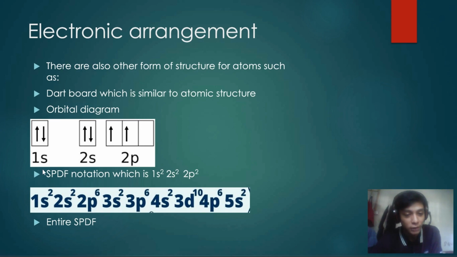The next one is SPDF notation. These are basically whole numbers, letters, and a superscript. In this case, the carbon has 1s2, 2s2, and 2p2. In order to find the electrons, you have to look at the superscript, which is the small number 2, 2, and 2.